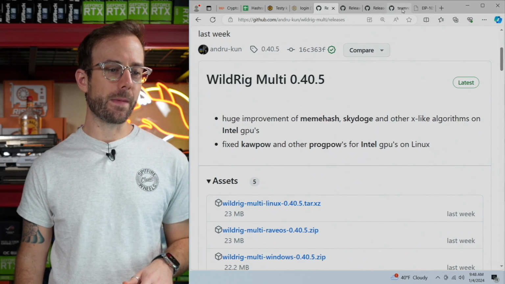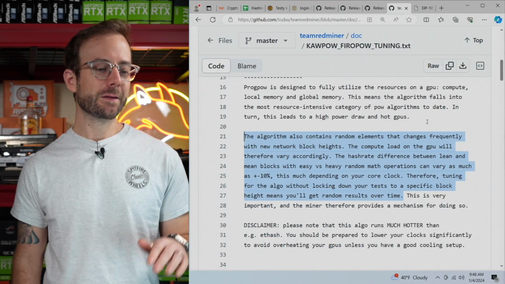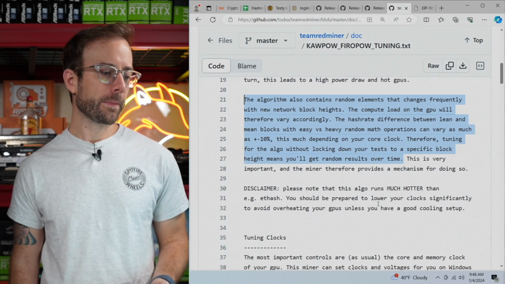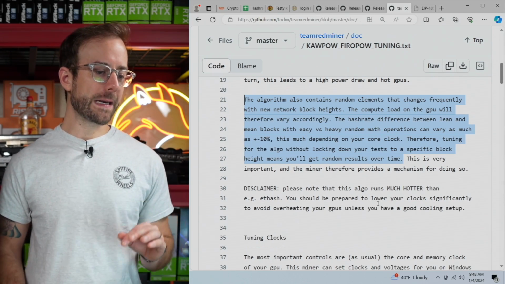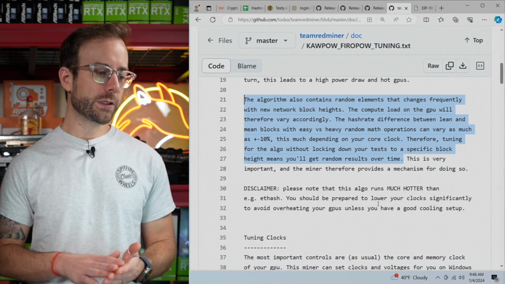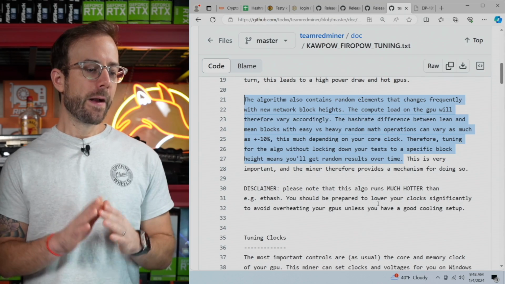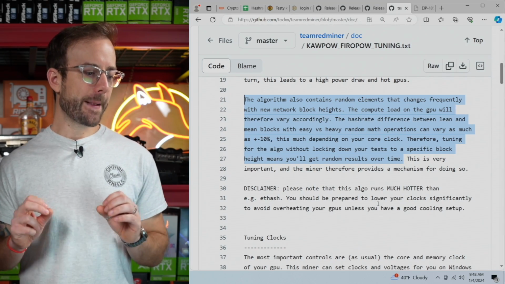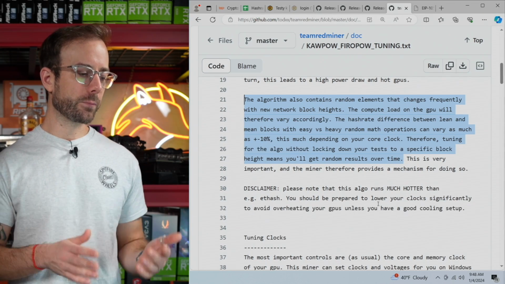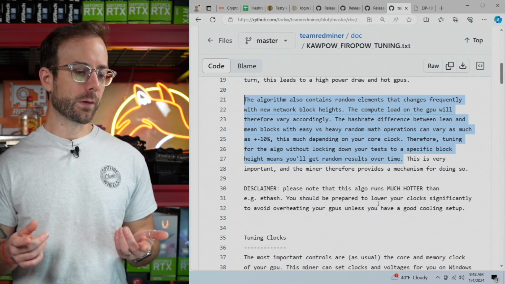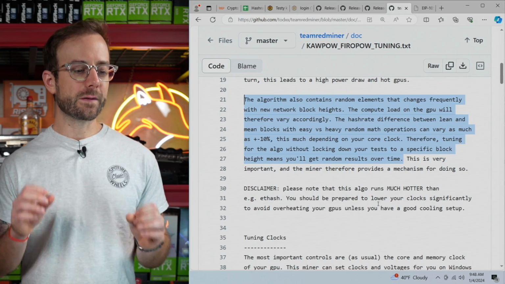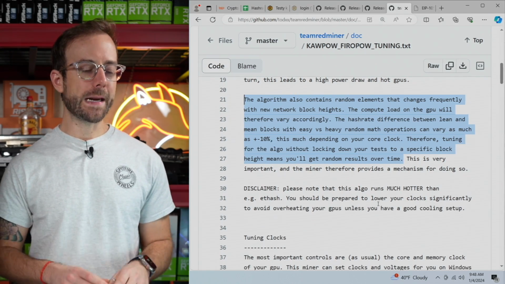And I'm gonna let Team Red Miner, which I know is an AMD miner, speak for me here because I learned this in benchmarking my AMD GPUs. The ProgPOW algorithm contains random elements that change frequently with new network block heights. The compute load on the GPU will therefore vary accordingly. The hash rate difference between lean and mean blocks with easy versus heavy random math operations can vary as much as plus or minus 10% depending on your core clock. Therefore, tuning for the algo without locking down your tests to a specific block height means you'll get random results over time.